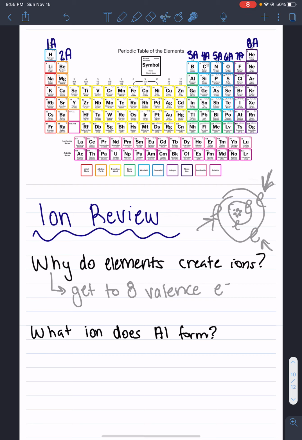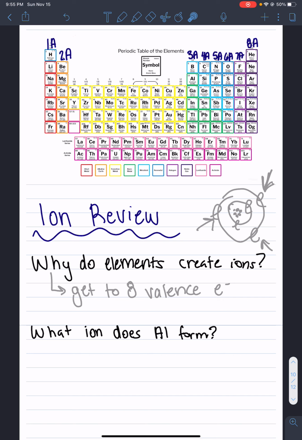And so there are 2 different ways they can do it. If they're 5 through 7, it's going to be easy for them to just add electrons to get to 8. So if it's 7, it just adds 1 to get to 8, 6 adds 2, 5 adds 3. If it's over here, 1A or 2A or 3, they're going to take away electrons to get back to 8. So 1 takes away 1 electron, 2 will take away 2, and 3 will take away 3 to get back to 8.